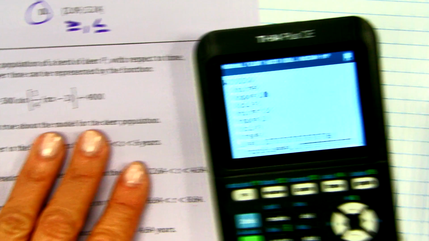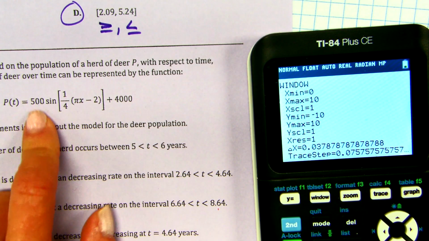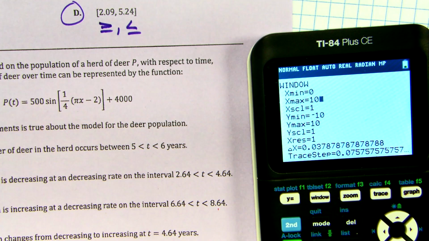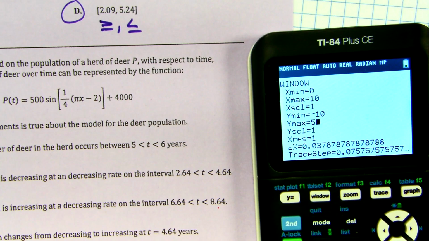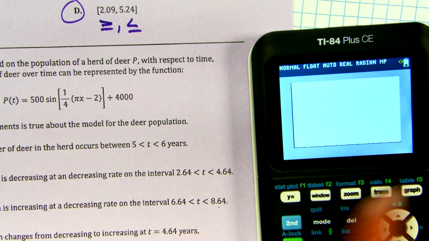And guys, we have a midline of 4,000. That's the middle of the graph. And then it goes up from there, 500. Okay, that's your amplitude, right? So we're at least at 4,500. So I'm going to go to Y max and put in like 5,000. And I'm going to graph it.